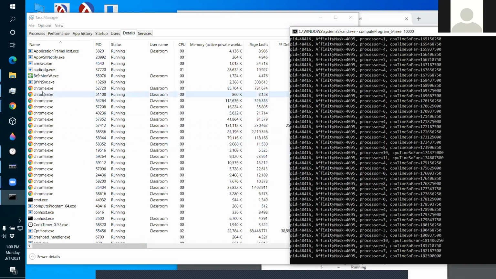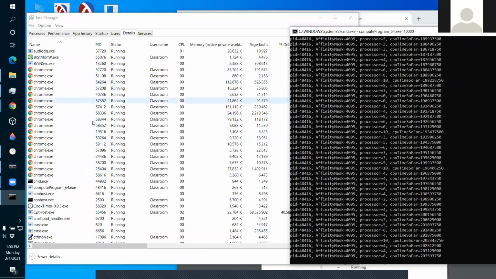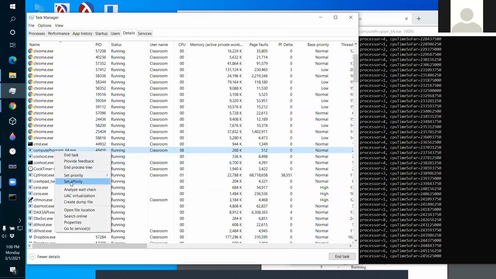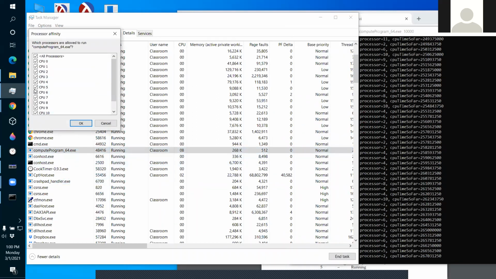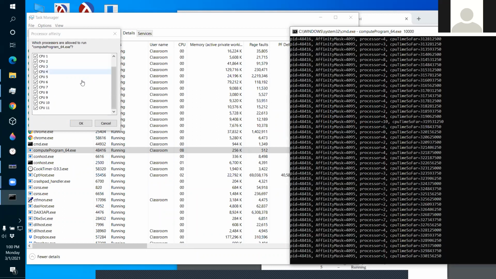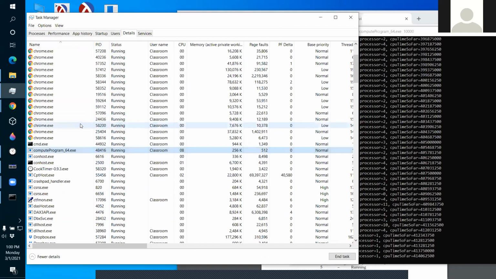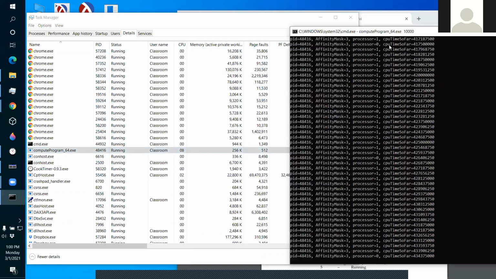That's all possible CPUs. Now, remember, the CPU mask is a bit mask. If I right click here and set affinity, see, all the bits in a 12-bit word are set to 1. So that's this number here. For example, that's the number 3. If I click OK, see, the affinity mask is 3, and I'm running on processors 0 and 1.